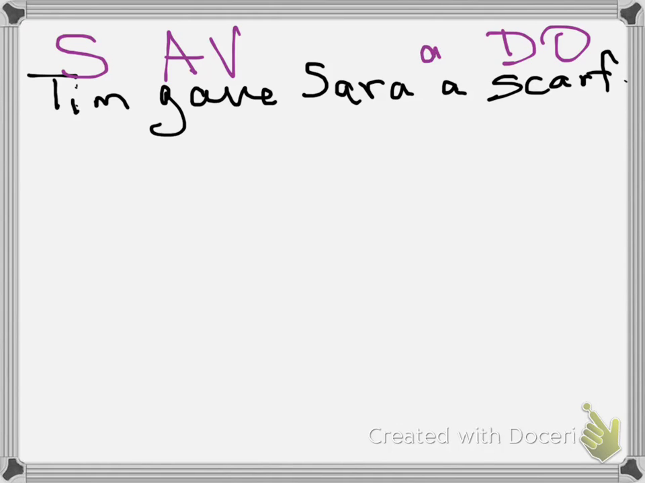A is always an article. In this case, the article A describes scarf. And who received that scarf? Sarah. That makes Sarah the indirect object.